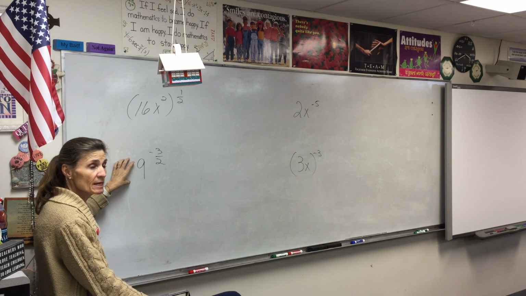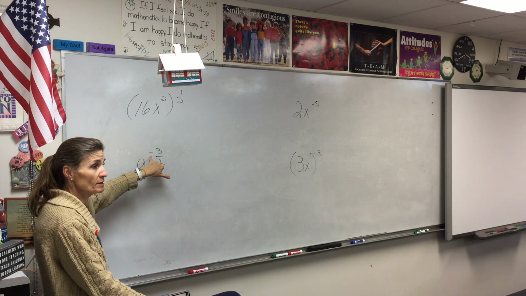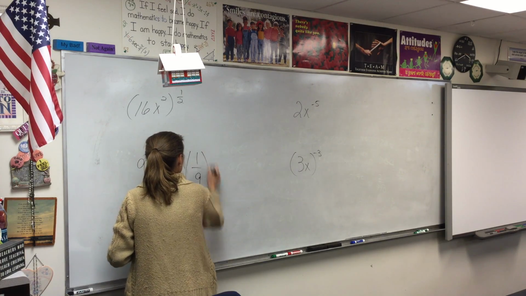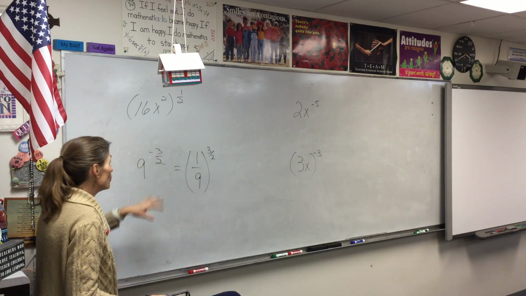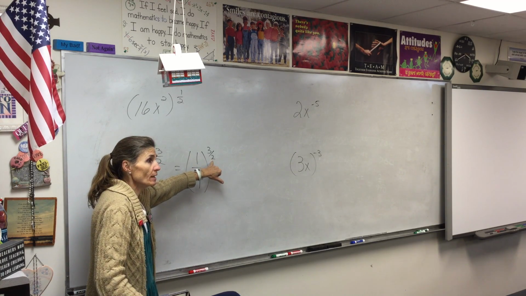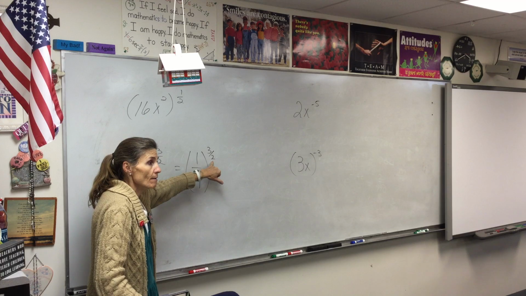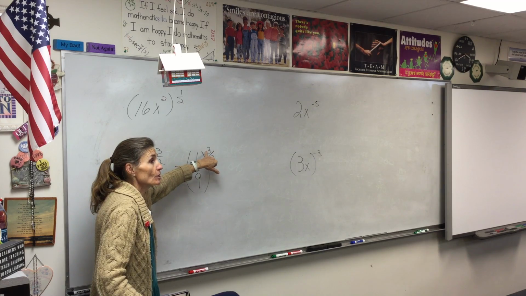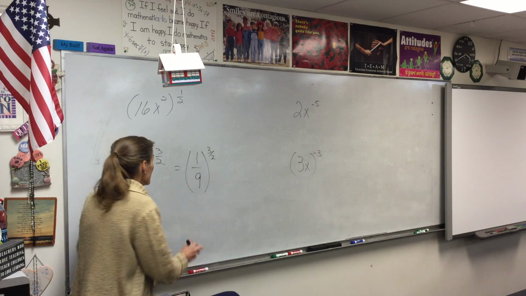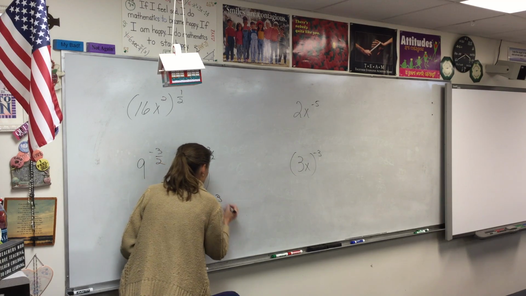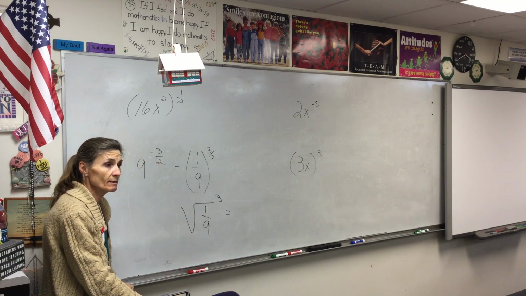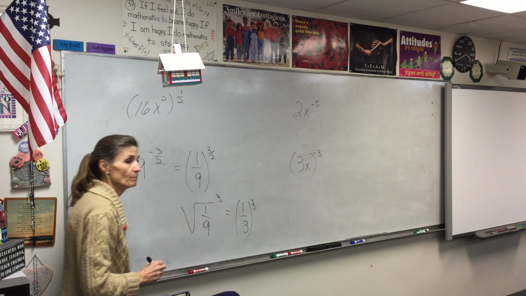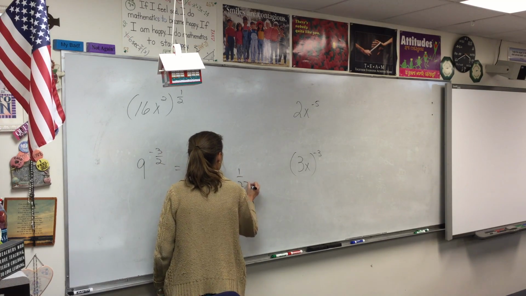We talked about this specifically yesterday. Who remembers what the negative means? Makes it a fraction, so it'll be 1/9. Who remembers what an exponent like this means? That means the square root of 1/9 cubed. What's the square root of 1/9? 1/3. And what is 1/3 cubed? 1/27. Very good.